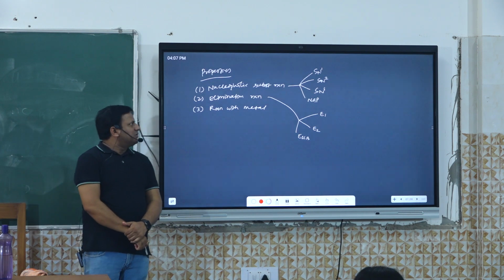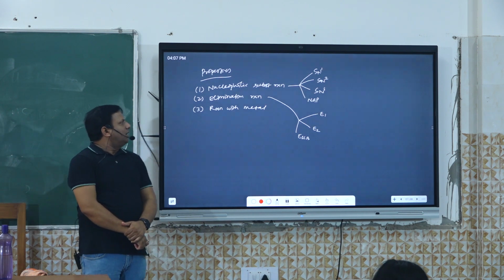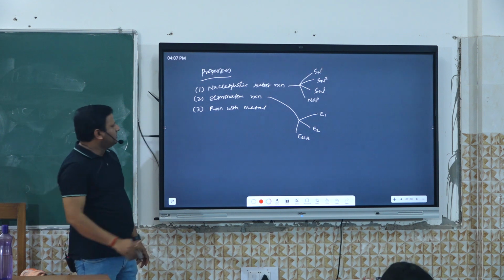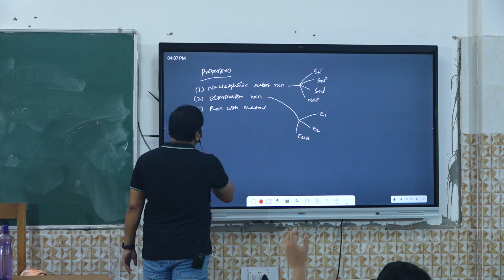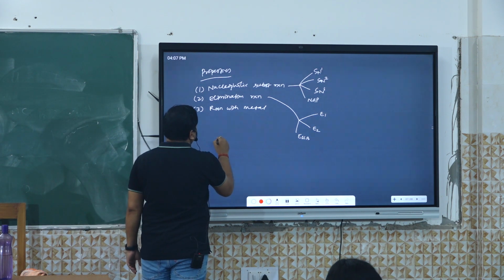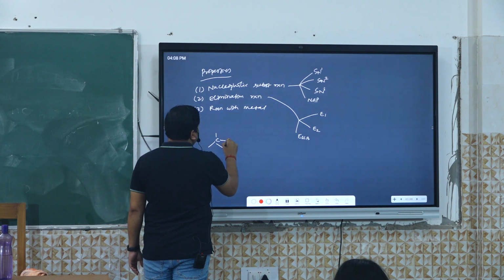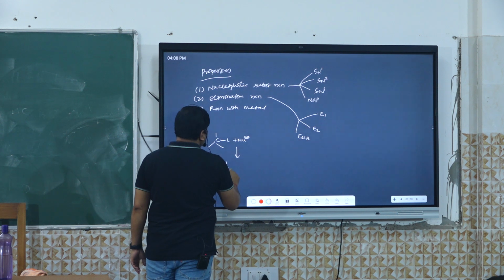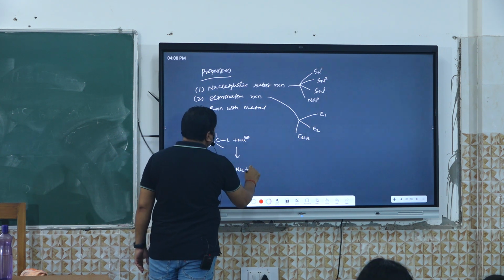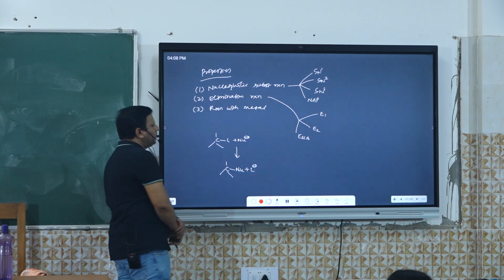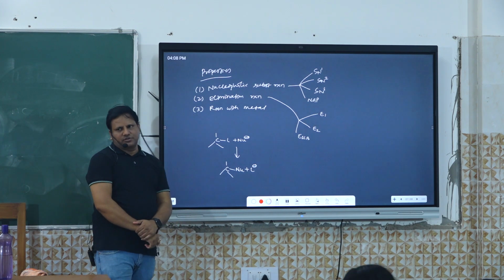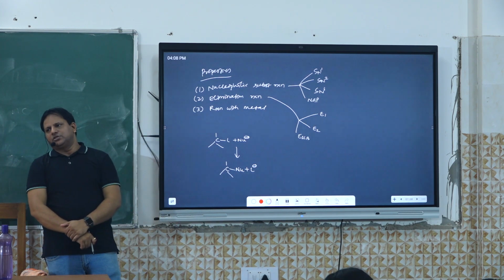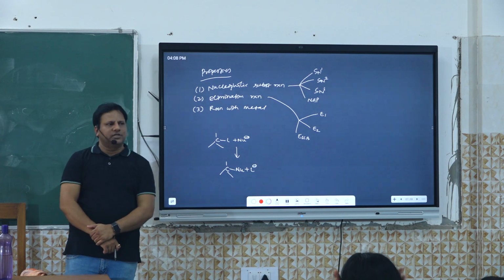So first SN1. What about the nucleophilic substitution reaction? In nucleophilic substitution reaction, there is one leaving group and another nucleophile. So the leaving group is replaced by the nucleophile. So this is the example of nucleophilic substitution reaction.